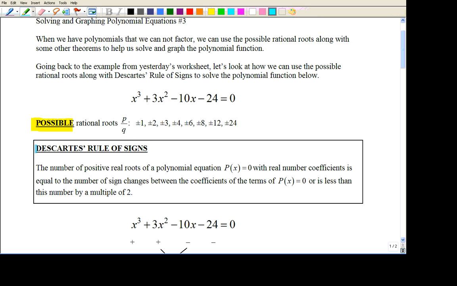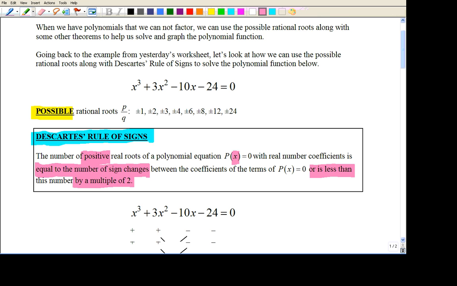Okay, so for Descartes' rule of signs, the number of positive real roots of a polynomial equation p of x, and that's a positive x, I know it seems silly to note now, but you'll see in a minute, p of positive x equal to 0 with real number coefficients is equal to the number of sign changes between the coefficients of the terms in the equation p of x, or is less than this number by a multiple of 2.